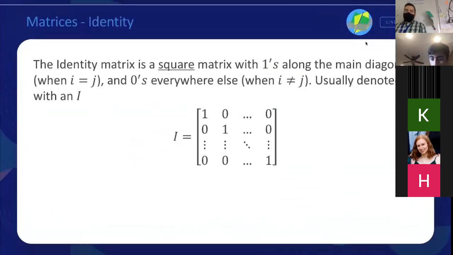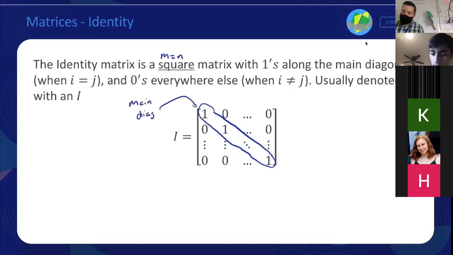Okay, identity matrix. It is a square matrix. Square matrix means the same number of rows and columns. So whenever you talk about a square matrix, M and N are the same, meaning 3 by 3, 4 by 4, 5 by 5. Ones along the main diagonal. The main diagonal starts in the upper left and ends in the lower right. So we talk about the main diagonal from the upper left to the lower right-hand side of the matrix. In an identity, all of them are ones. Everything else is zeros.